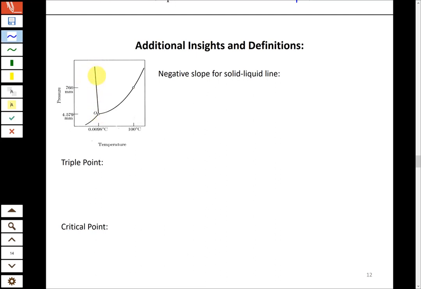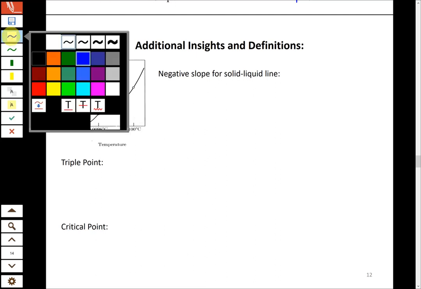You notice that the slope is almost straight up and down, but it's a little bit negative sloping. It goes from top left to bottom right a little bit. So it has a negative slope. And so let's think about what that means a little bit.